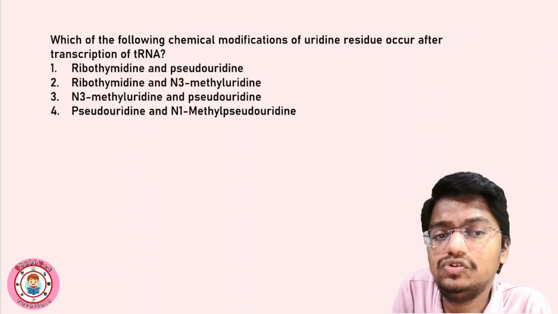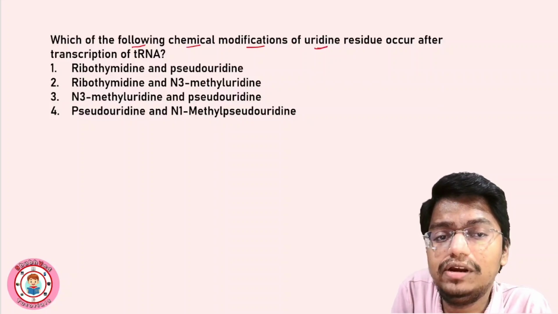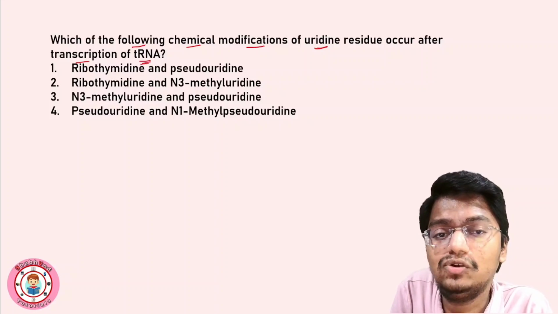Let's see the first question. Which of the following chemical modifications of uridine residue occur after transcription of tRNA? Okay, chemical modifications of uridine, right? So basically molecular biology से question है.